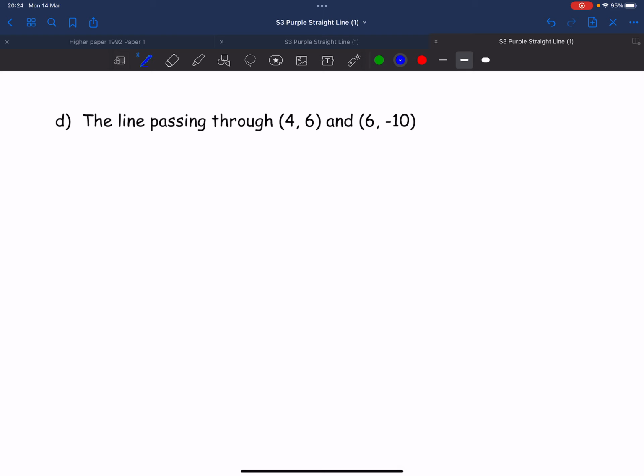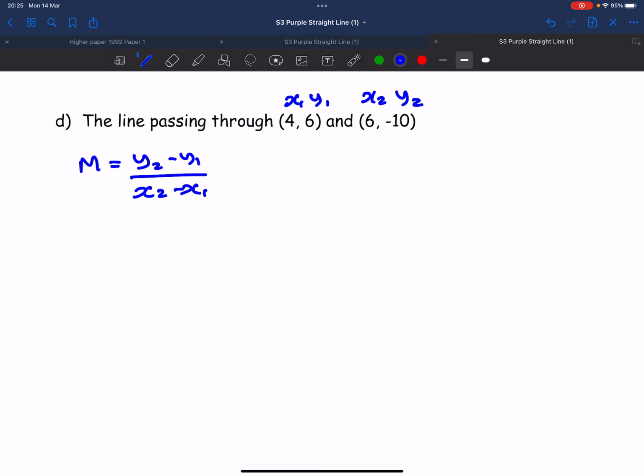Final example here. This one, again, is very similar to the green line we had in the previous example. We just know 2 random points, and I can find the equation of the line between these 2 points. So, again, very simple to do. Let's first of all find the gradient. So the gradient is going to be y2 minus y1 over x2 minus x1. Let's label our points. So we'll call this x1, y1, x2, y2.